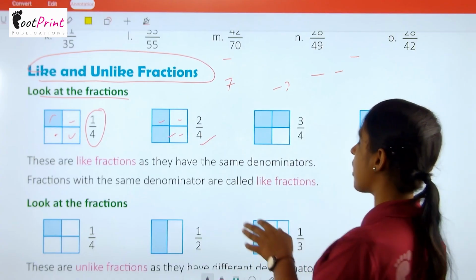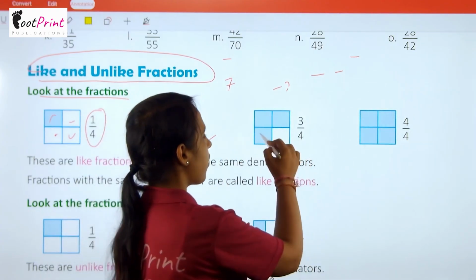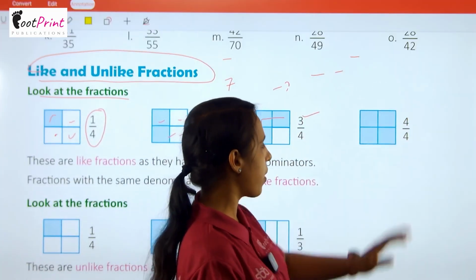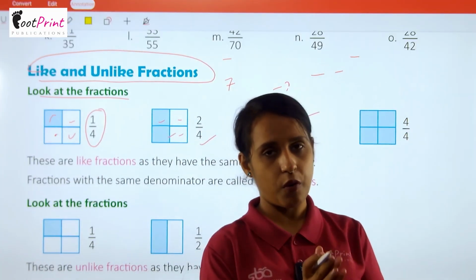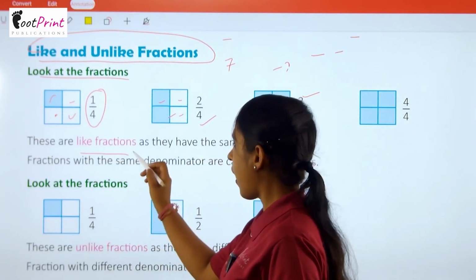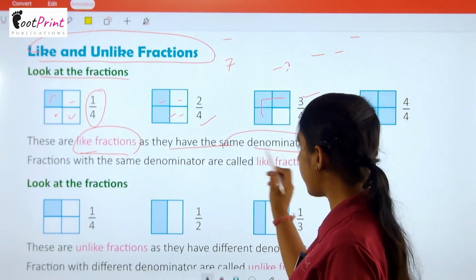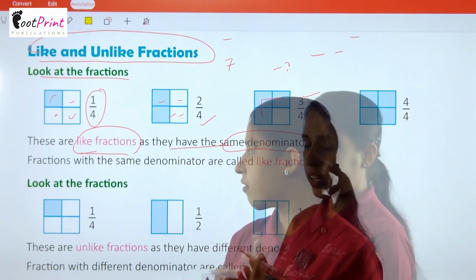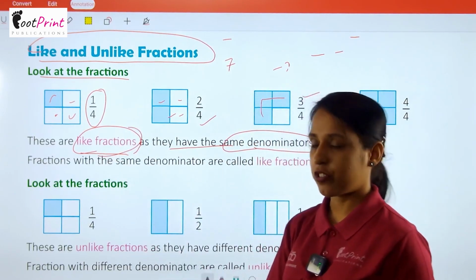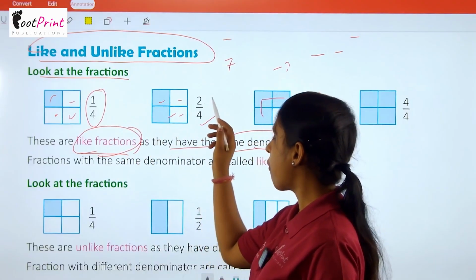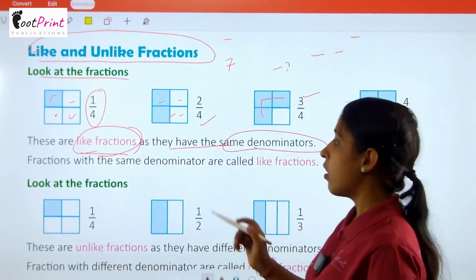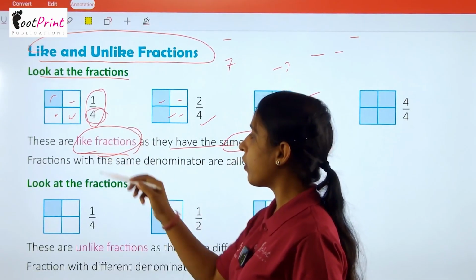And here, same, 4 parts are given and 3 are shaded, so the fraction is 3 by 4. Here the fraction is 4 by 4. 4 parts are given, total parts are 4 and shaded parts are also 4. So these are like fractions as they have the same denominator. Okay, so we can say that these fractions have the same denominator. It means these are like fractions. So here 1 by 4, 2 by 4, 3 by 4 and 4 by 4, 4 fractions are given and all the fractions have denominator 4.